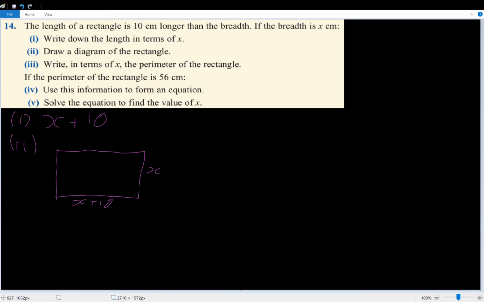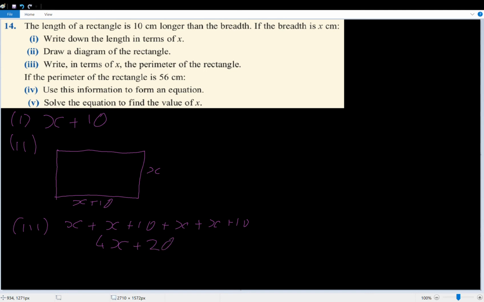And for part 3, we've got to write, in terms of x, the perimeter of the rectangle. So for this, the perimeter of a rectangle is what you get when you add up the lengths of all the sides. So it's going to be x plus 10 plus x plus 10. And if we tidy that up a bit, that is 4x plus 20.